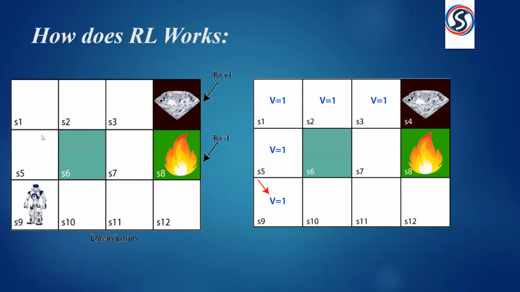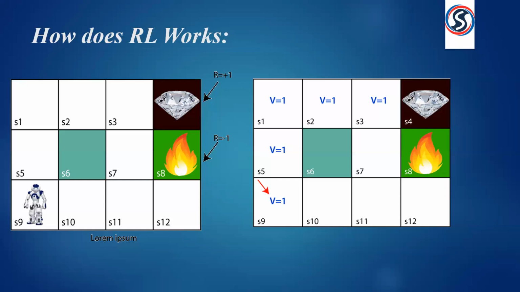To memorize these steps, it assigns one value to each previous step, like this. Value equals 1, here v equals 1, v equals 1, v equals 1. So now the agent has successfully stored the previous steps, yes or no? It has stored the previous steps as value 1 for each previous block.